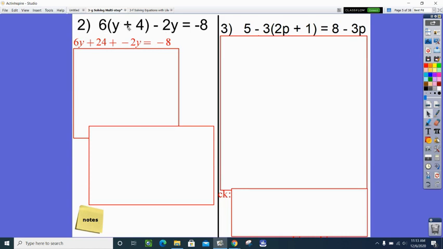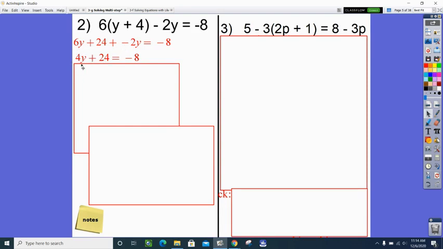6 times y is 6y. 6 times 4 is 24 plus a negative 2y, or you could have written it as minus 2y. I don't count that for points because really half the population likes it one way and half likes it the other. Look here, a 6y and a negative 2y, same side. So we're not going to do opposite operations. We're just going to put them together. They're like terms, and we get 4y. 6 and a negative 2 makes a positive 4.